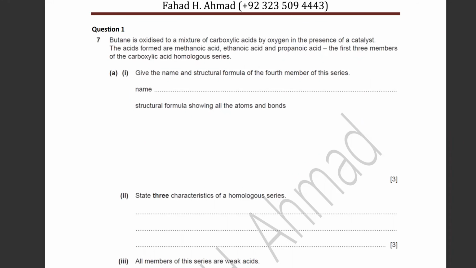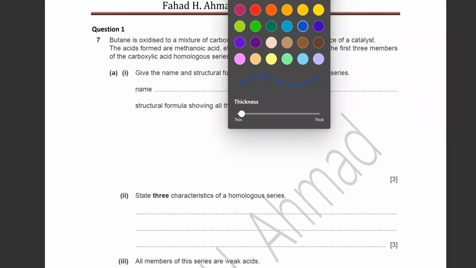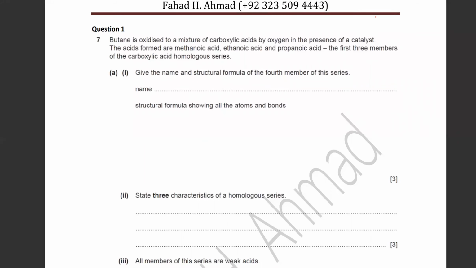अच्छा पहला वाला क्या कह रहा है? First one, it's saying butane is oxidized to a mixture of carboxylic acids by oxygen in the presence of a catalyst. The acids formed are methanoic acid, ethanoic acid, and propanoic acid, the first three members of the carboxylic acid homologous series. Give the name and structural formula of the fourth member.